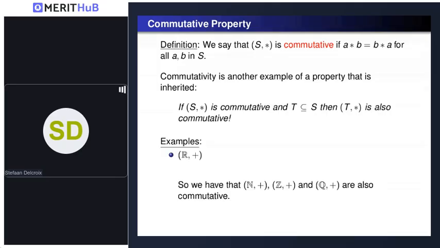Commutative properties. Let's have a look again at our numbers and our matrices. The real numbers under addition. So is it true that if A and B are real numbers, is A plus B equal to B plus A?